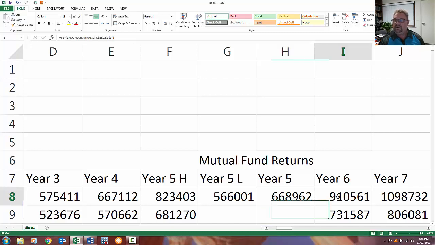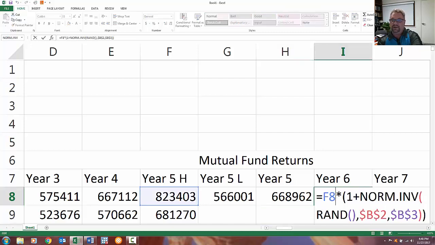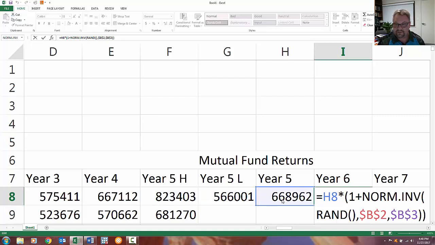And then I need to do my year 6 returns, right? Because my year 6 returns referenced the returns I would get if there was no recession. I need the year 6 returns to reference the weighted average of the year 5 returns. So instead of F, what you can do is just move this to H. And I'm done.